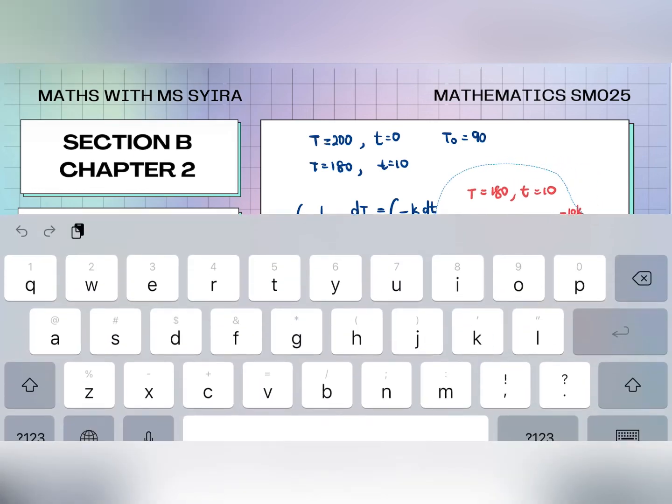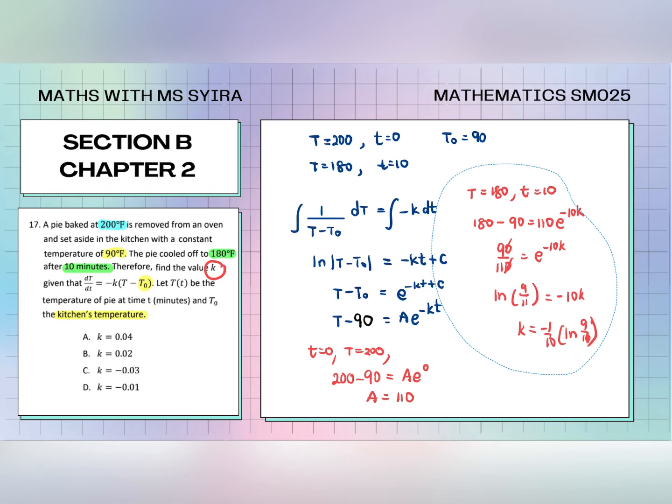Now, oops. The N ni tak cantik. 9, here. So, 9 over 11. And then, you can use your calculator. So, you should get the answer 0.02. So, the answer should be B. Okay. So, the value for K will be 0.02.